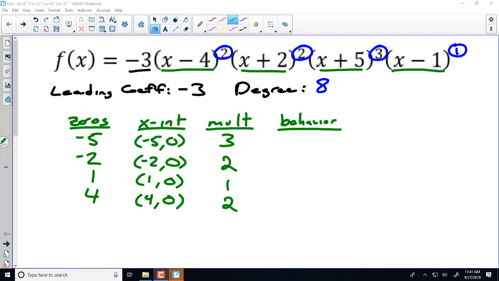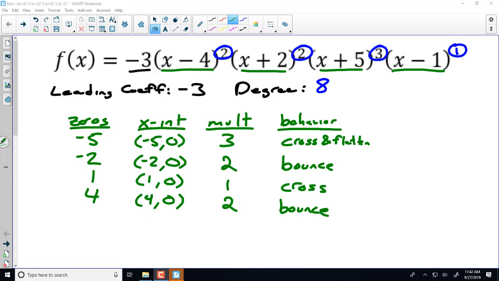When we have a multiplicity that is odd but bigger than 1, we're going to do a cross and flatten. When our multiplicity is even, we're going to do a bounce. So we'll have a bounce there or a bounce there. That's sometimes called touching and turning around. And if our multiplicity is just 1, then we're just going to cross over the x-axis.